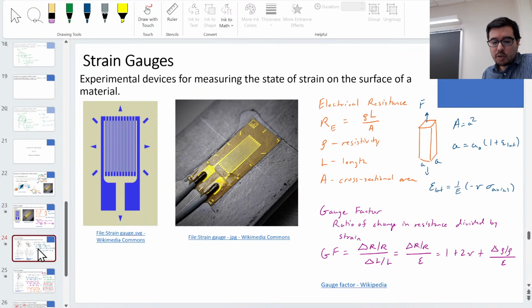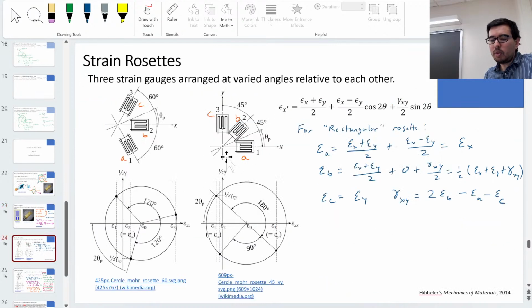So the point here is that we have a technique for measuring strain, but it's not always that simple. If you only care about strain in one direction, great. But as we've discussed, we often care about strain in a couple of directions. We may want sigma, or epsilon 1, epsilon 2, or epsilon x, epsilon y, and we may want a shear strain as well.